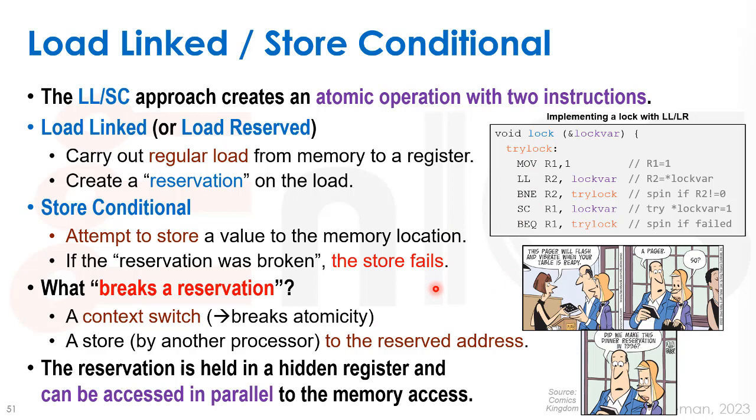So the reservation is usually held in a hidden register. It's not something that's shown to the programmer. It's something internal to the processor. But since it's a register, it can be accessed in parallel to the memory access. So we can apply reads and writes while we're also accessing memory. It costs us just a single pipe stage. It's not a big deal. It's really simple to do on even one of our 4 or 5 stage pipelines in our simple RISC machines. How to actually implement this reservation is not necessarily defined. It can be flexible.